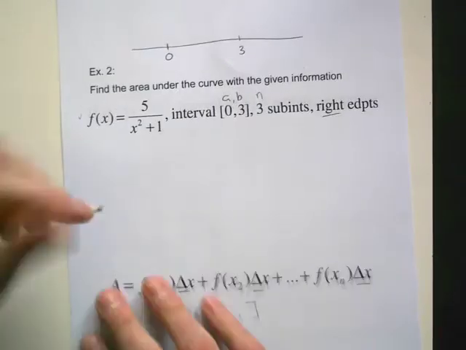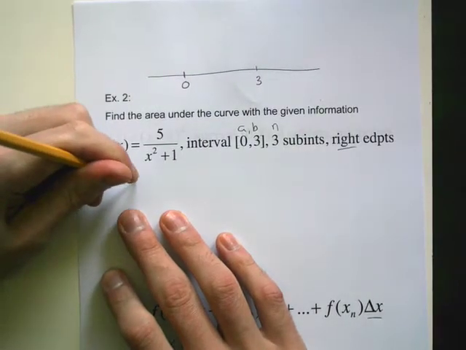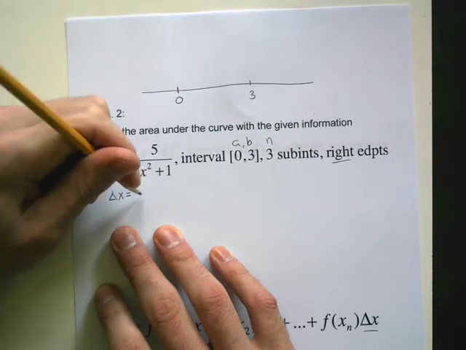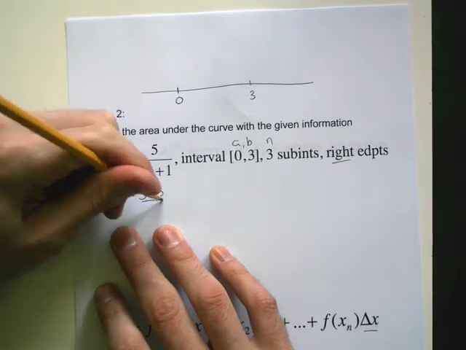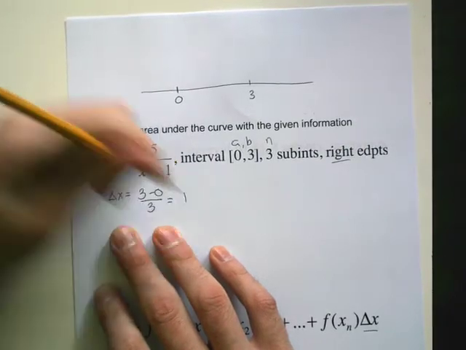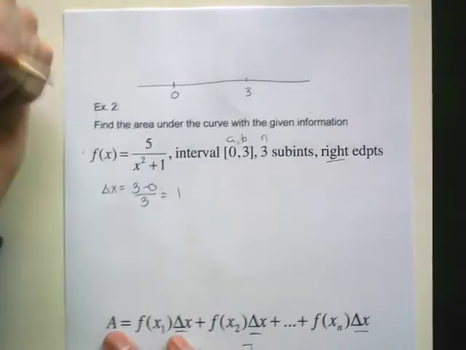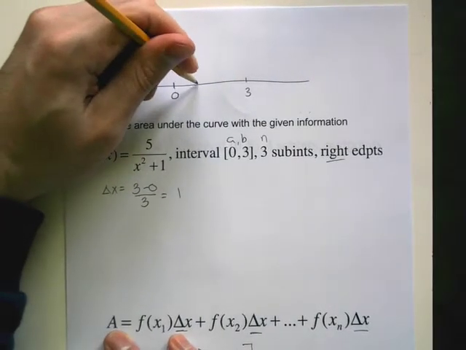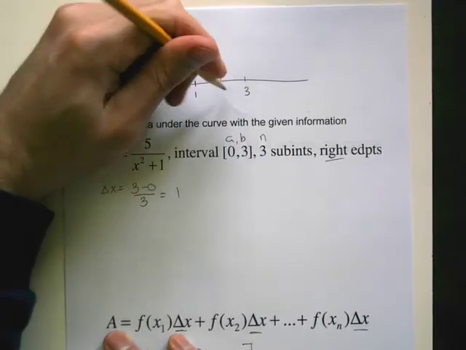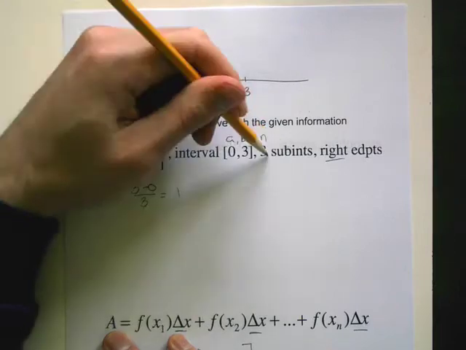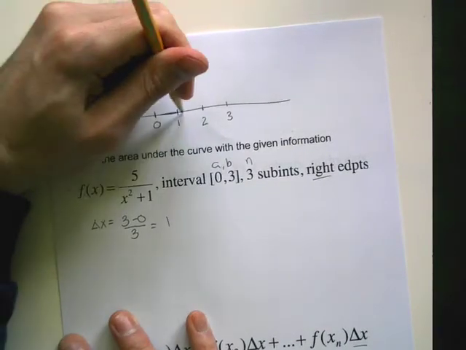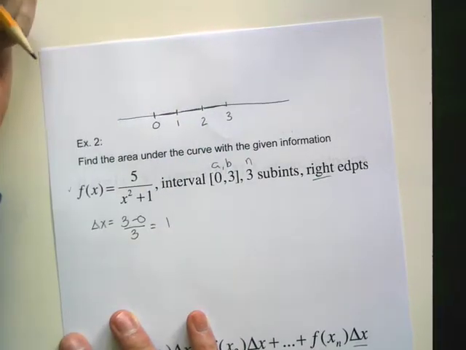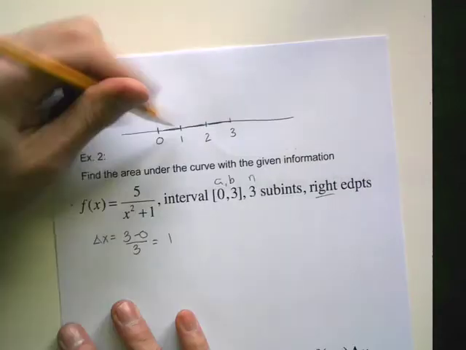Okay? So to get delta x, that's the width of the base of our rectangles, we're going to do b minus a divided by n. So 3 minus 0 divided by 3 is 3 over 3, which is 1. So that tells me every one space I'm going to have a rectangle. So if I have, let's call that 1, let's call that 2, that gives me 3 subintervals. That makes sense. There's 1 subinterval, there's 2 subintervals, and then there's 3 subintervals, and they're spaced 1 apart. So that's going to be where our rectangles are, right?